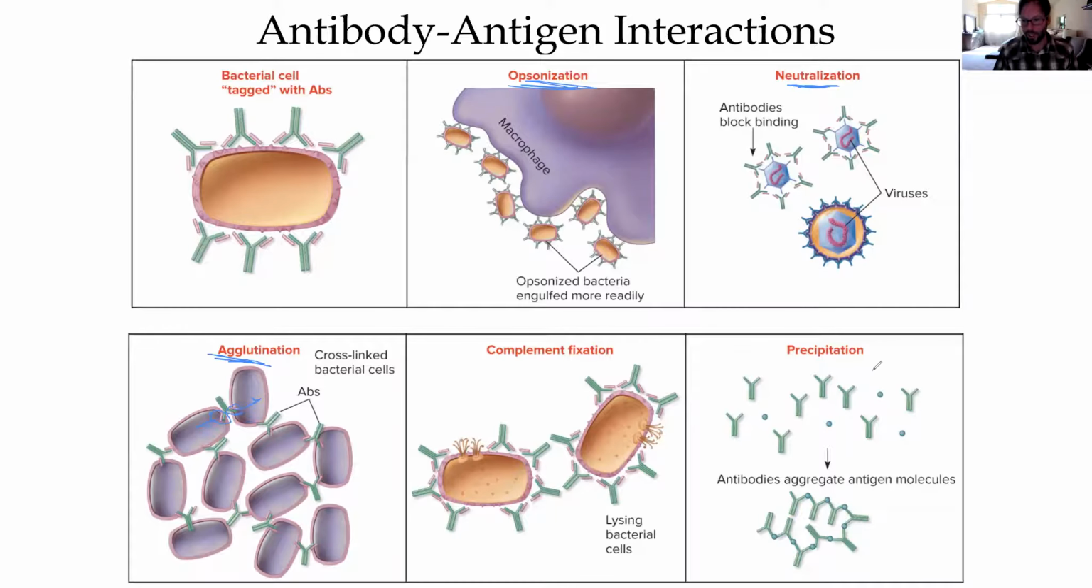And then precipitation, they again kind of clump them together. These bacterial cells, for instance, they link them all together and then they're clumped together and then they just drop out. They precipitate out of circulation and then they're just eventually removed from the body.